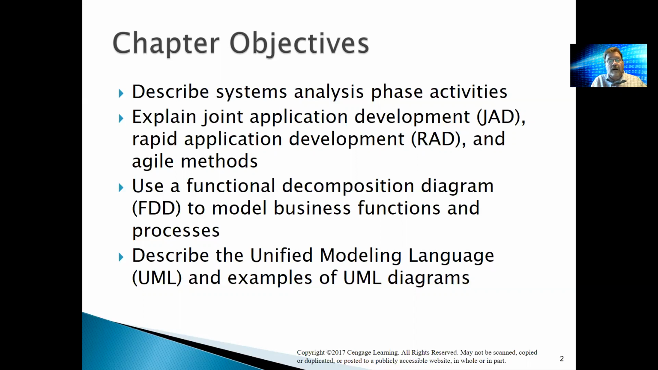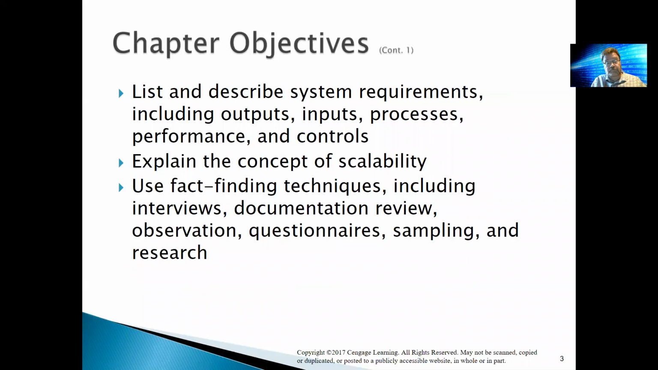There's also a whole suite of diagrams and language called the Unified Modeling Language. We have a much bigger chapter on that, chapter 6, I think, but it's introduced here. We're going to have a discussion about getting system requirements. Rather than getting a whole bunch in one big bucket, we can ask for them grouped by outputs, inputs, processes, performances, and controls. That's pretty cool, and I try to use that myself in my corporate setting.